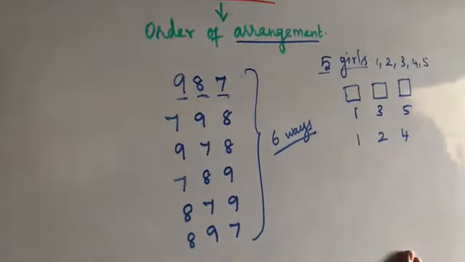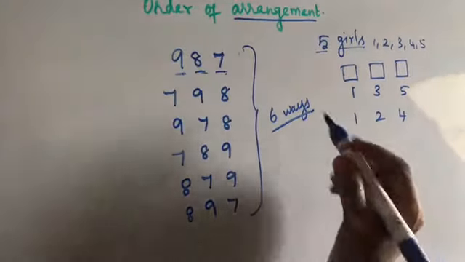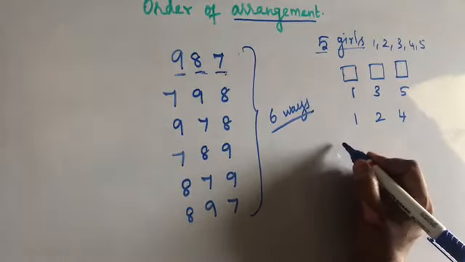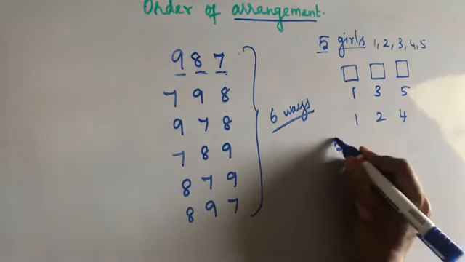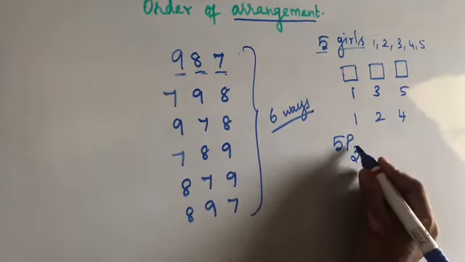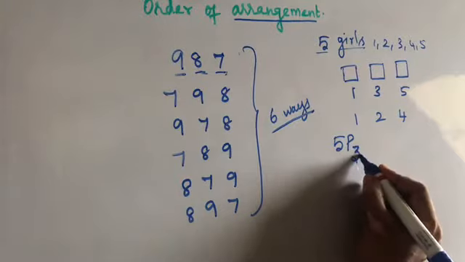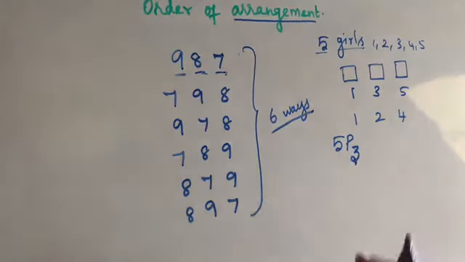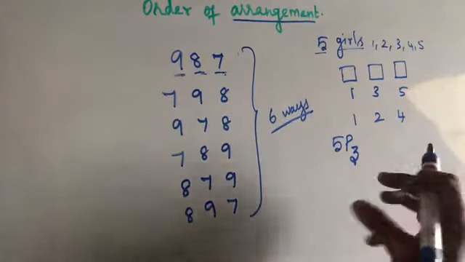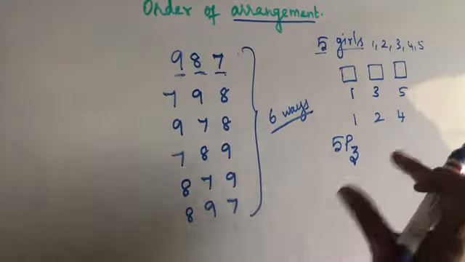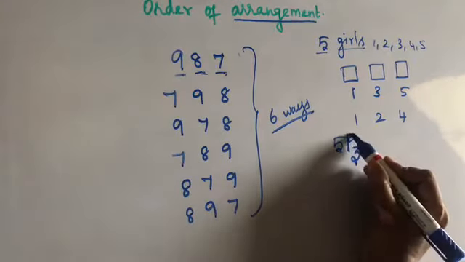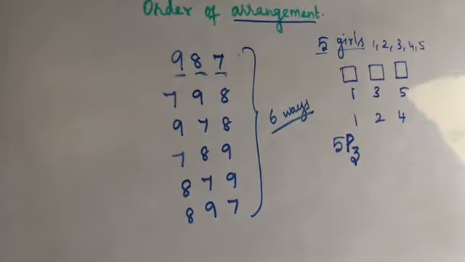Okay, so to calculate it easily, we have a formula in this permutation, and it is known as 5P3. 5 girls are there, but in an arrangement of 3, I can make so many patterns. 5 people are there, but we can arrange 3 of them, taking 3 from the 5. Okay, so 5P3, this is called permutation.